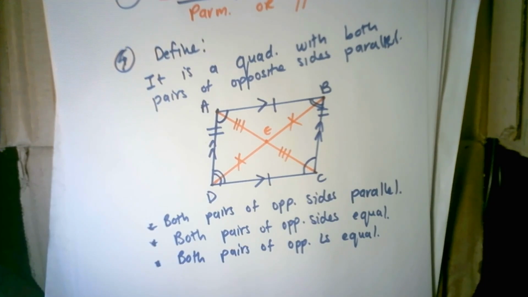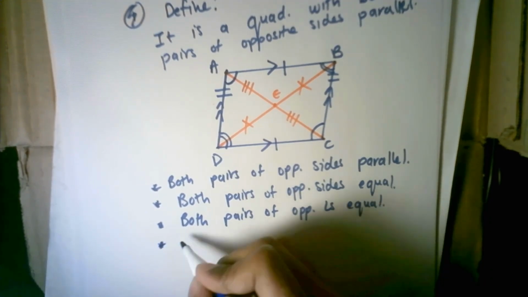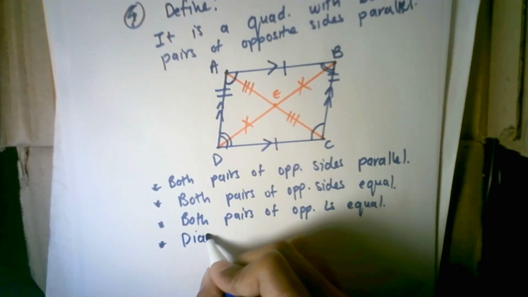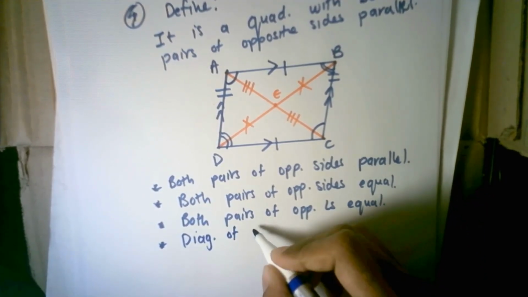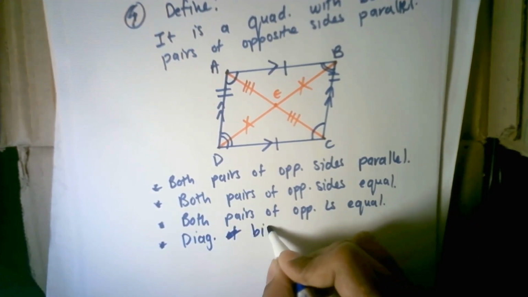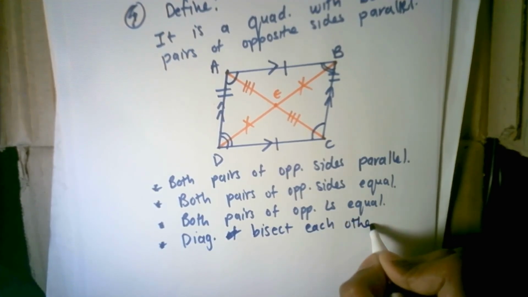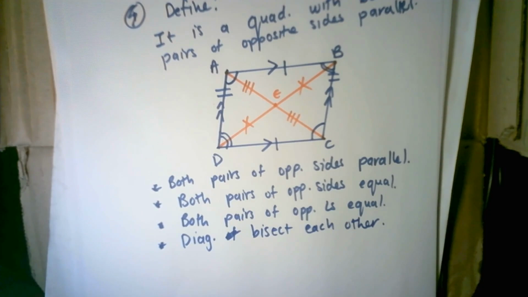And of course, you can see that there are vertically opposite angles there as well. But the diagonals of a parallelogram bisect each other. The diagonals of a parallelogram bisect each other, right? So those are the properties of a parallelogram.